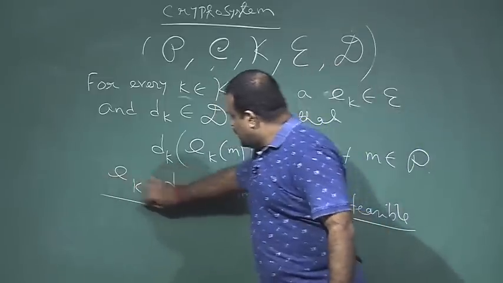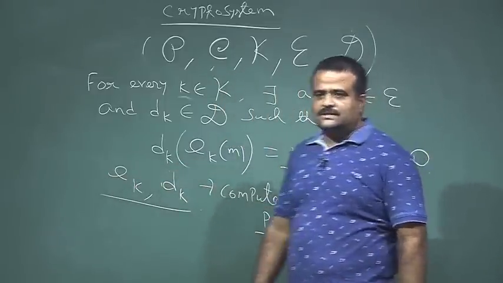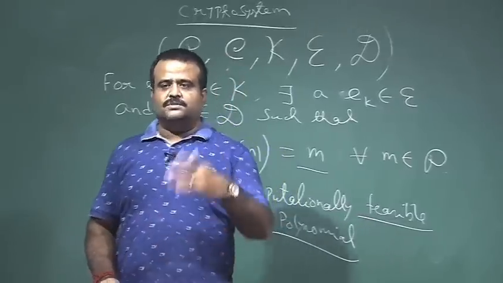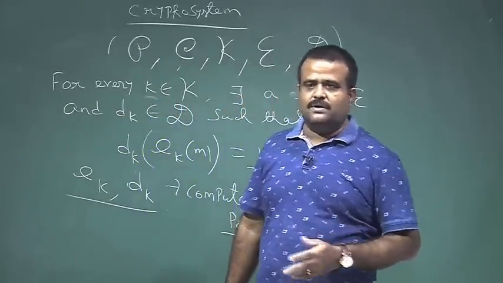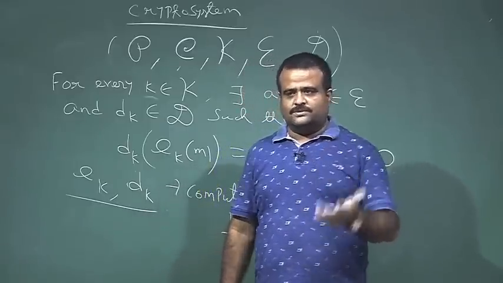Okay, so this is the crypto system. In the next class we will talk about some conventional crypto systems, called classical crypto systems, like shift cipher, Caesar cipher, substitution cipher.